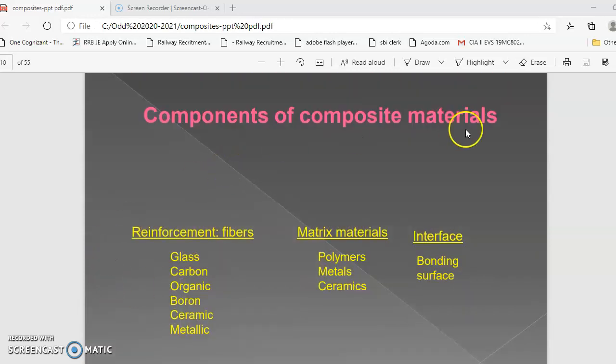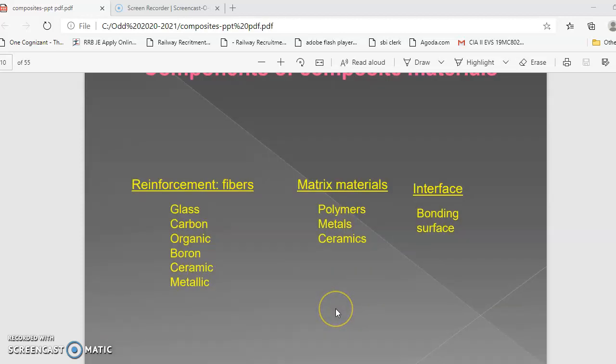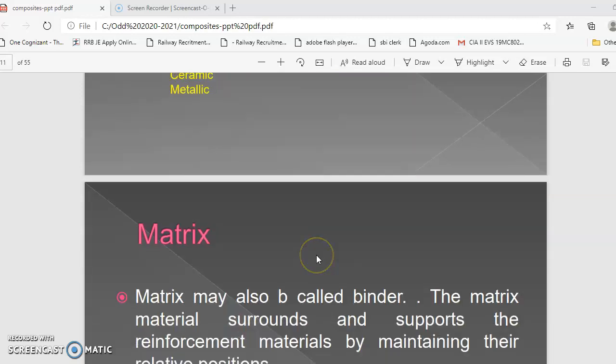The components of composite material, as I told you, are the reinforcement, like fibers, and the matrix materials. Reinforcement fibers could be made of glass, carbon, organic, boron, ceramic, metallic. The matrix materials could be made of polymers, metals and ceramics. We also add some interface, like bonding and surface, because they will bind both reinforcement and matrix together.